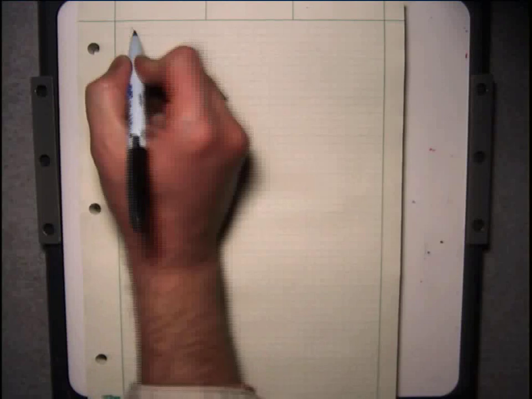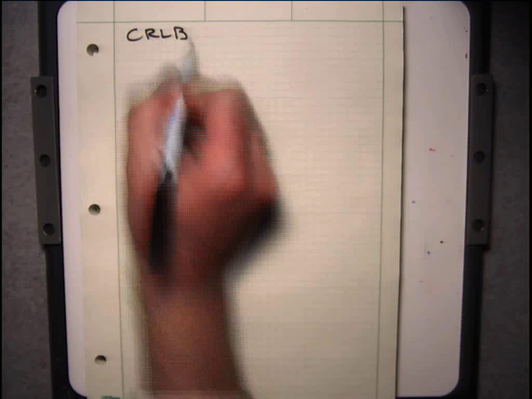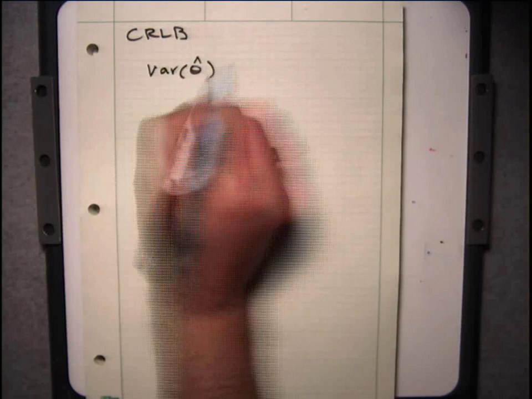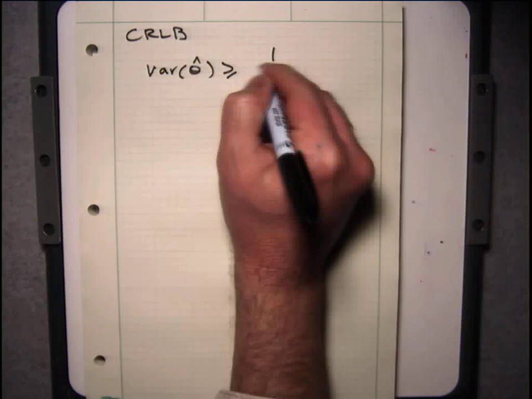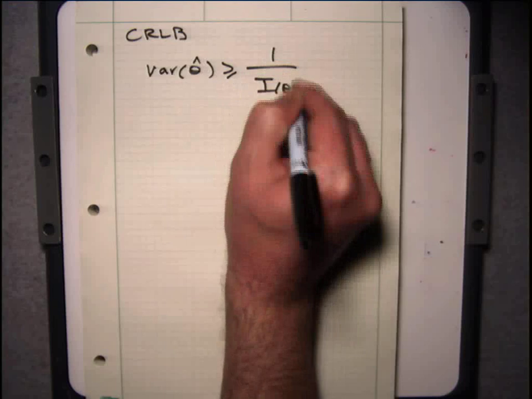A few notes, I'm just going to mention these orally. The Cramer-Rao bound is a way of lower bounding the performance of any estimator. If the estimator is unbiased, then we use the standard form of the Cramer-Rao lower bound, which says that the variance of the estimate is lower bounded by 1 over the Fisher information for the problem.